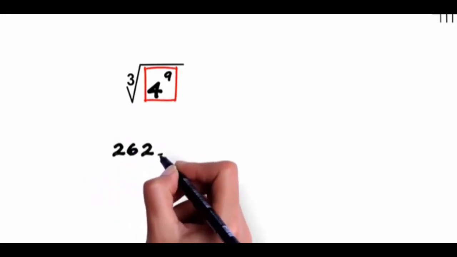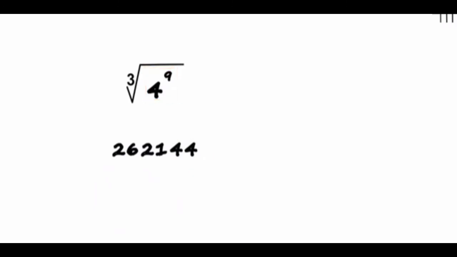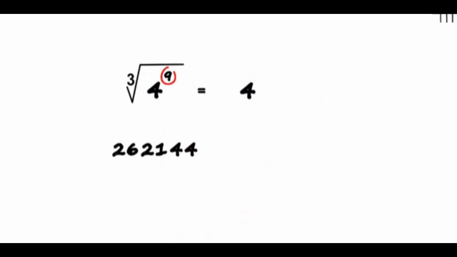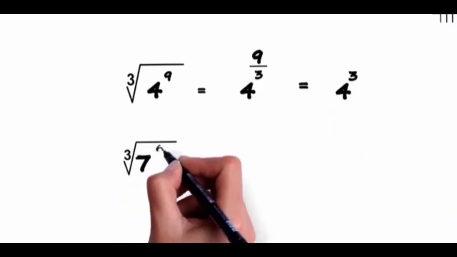If we take the cube root of 4 raised to power 9, its answer is 262,144. Its base is 4 and the exponent is 9. We divide 9 by 3, because the exponent is divided by 3, and it becomes 4 raised to power 3.